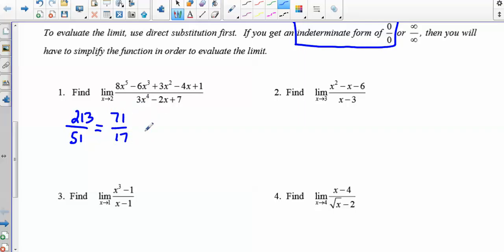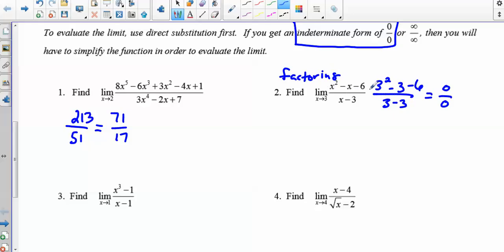So in this case, direct substitution worked just fine, plugging 2 in. In problem 2, we can plug 3 in. We get 3 squared minus 3 minus 6 over 3 minus 3, which gives us 0 over 0, which means we have a problem, but we can fix it. In this case, we're going to solve our problem by factoring.